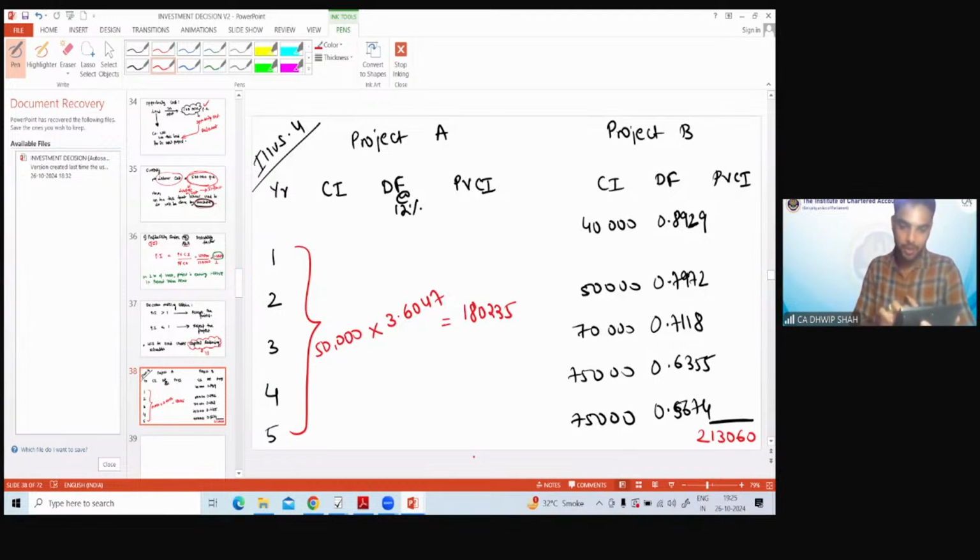40,000 divided by 1.12 equal, plus 50,000 divided by 1.12 equal, plus 70,000 divided by 1.12 equal, plus 75,000 divided by 1.12, plus 75,000 divided by 1.12, equal to 215,619.46. This is my PVCI for project B.